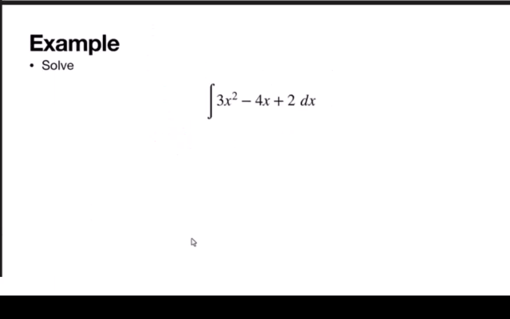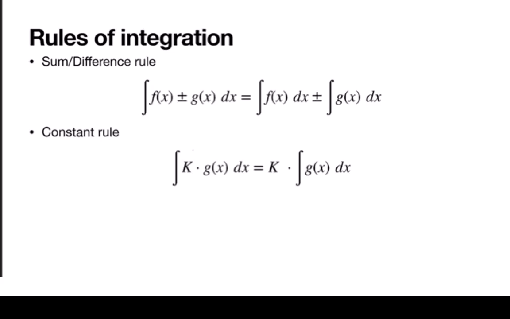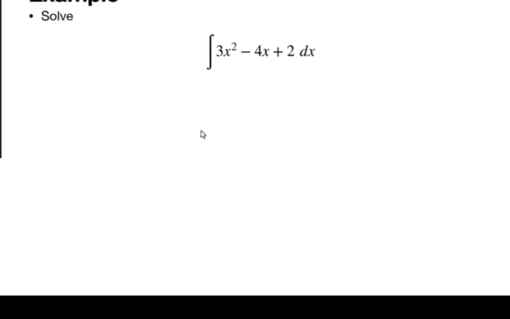If I want to integrate this, first I'm going to use this rule, which says if I add or subtract two functions, I integrate each one separately. This is going to be equal to the integral of 3x squared dx minus the integral of 4x, plus the integral of 2 dx.